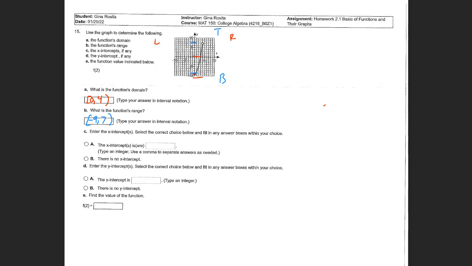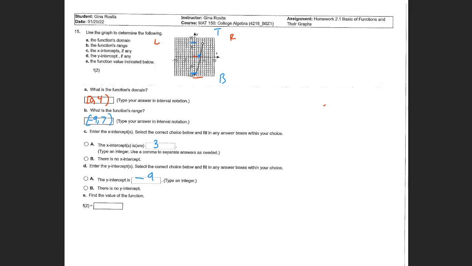Now the x-intercept. For the x-intercepts, look at where it crosses the x-axis. Which one is over there? Over here, on the x-axis. So the answer becomes 3. How about y? The y-intercept, look at where it crosses over here. Exactly. So the y-intercept is negative 9.